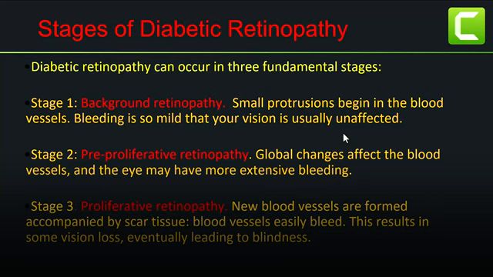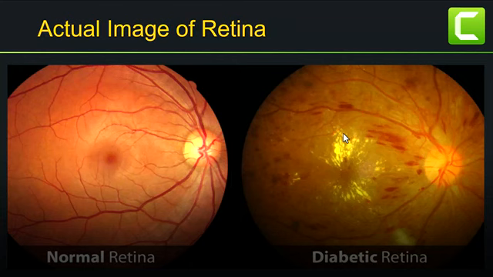In stage 3, called proliferative retinopathy, you have new blood vessels formed accompanied by scar tissue. The problem with these new blood vessels is that they are frail, they are unhealthy, and they bleed easily. These blood vessels forming on the retina can result in some vision loss, eventually leading to blindness.